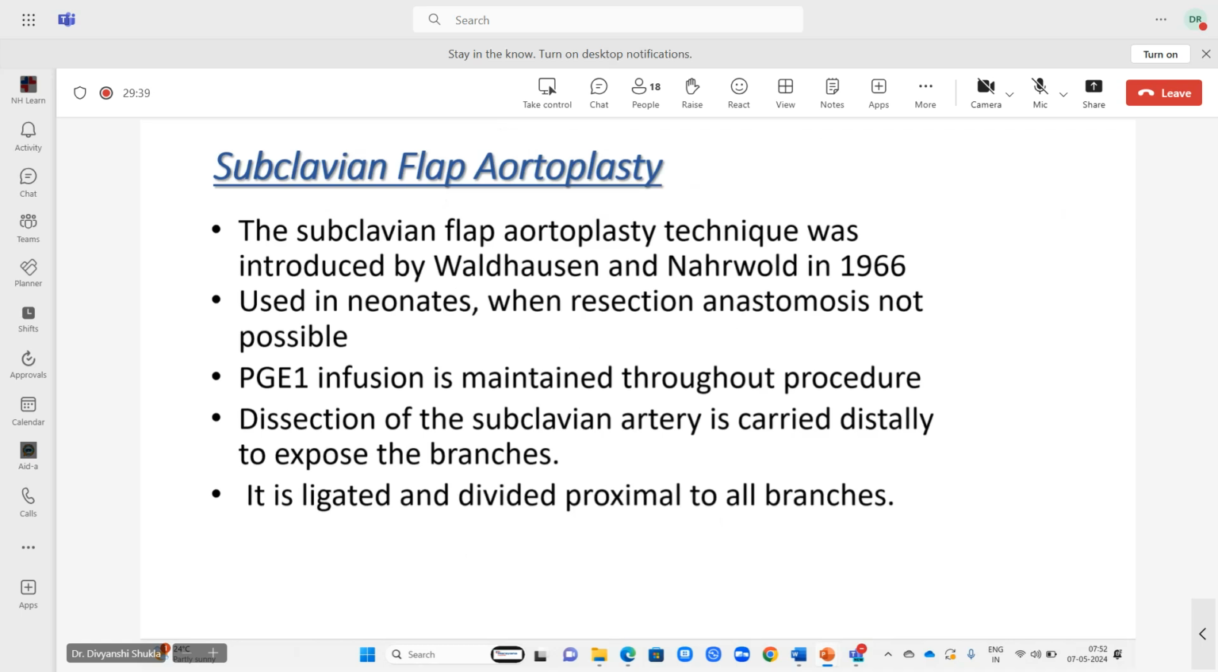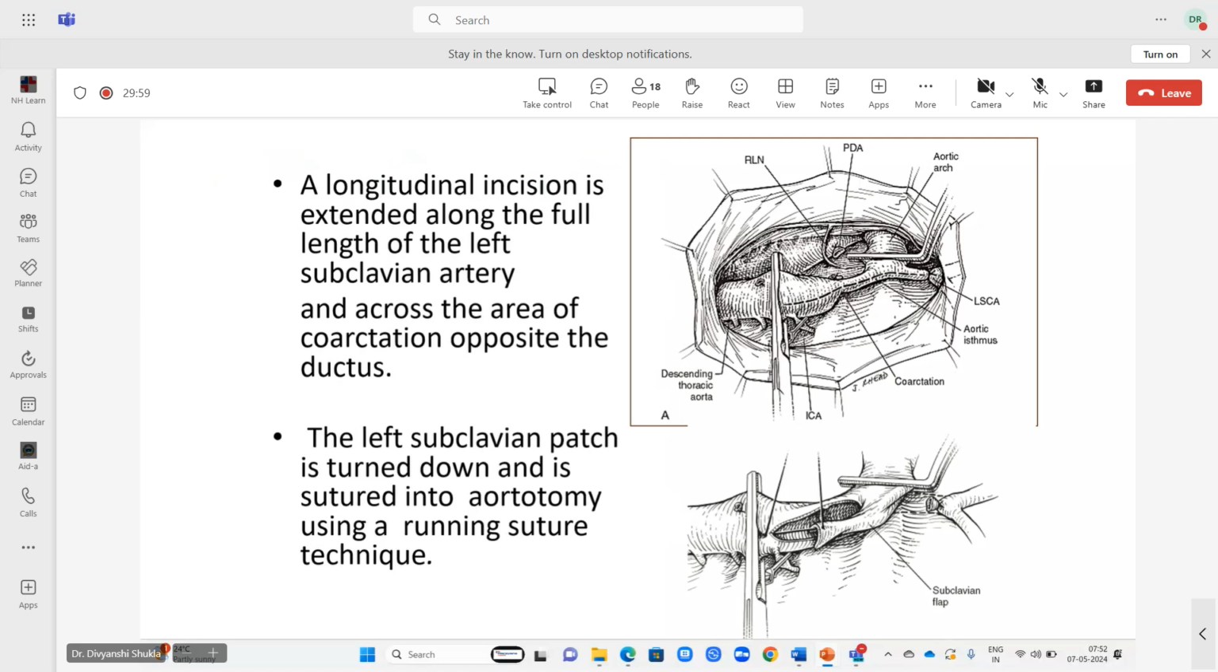The subclavian flap aortoplasty technique was introduced by Waldhausen and Nahrwold in 1966. It is used in neonates when resection and anastomosis is not possible. PGE1 infusion is maintained throughout the procedure. Dissection of the subclavian artery is carried distally to expose the branches. It is ligated and divided proximal to the branches.